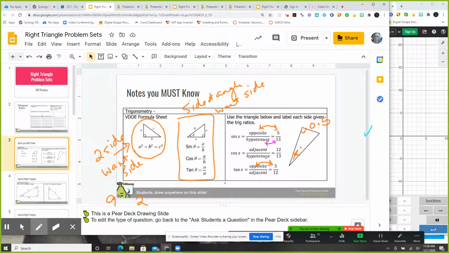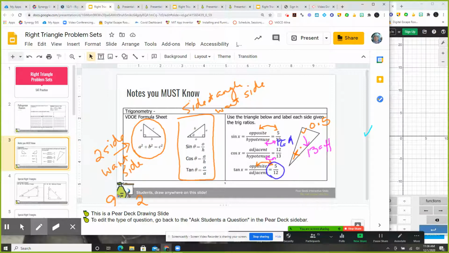Where do I find the 13? Across from the 90-degree angle. That's going to be the H, which means the other side is going to be the A, right? So A equals 12. So all I did was take these ratios that were given to me and apply them into a picture.